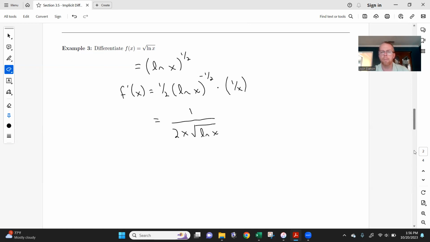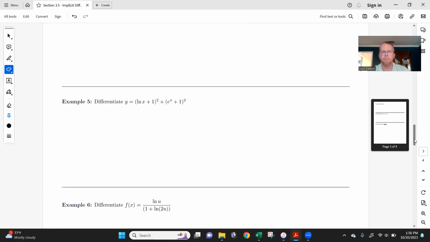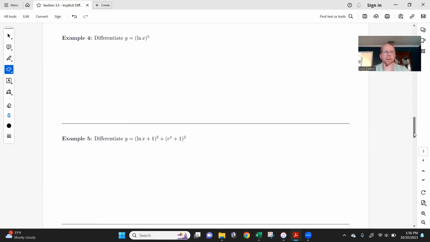All right. Another example. We have a very similar example. y equals ln of x quantity to the 5th. So we're going to do the same thing that we did on number 3. We'll bring the 5 down, and now this is going to become ln of x to the 4th. And then we have to take the derivative of ln of x, which is 1/x again. Writing this more concisely, we have 5 ln of x to the 4th over x.